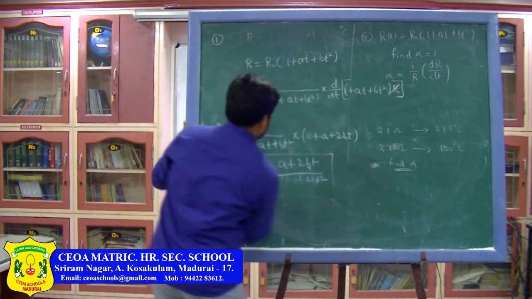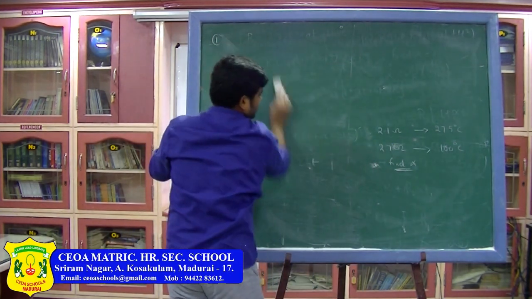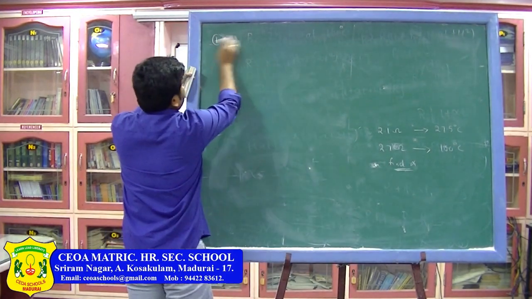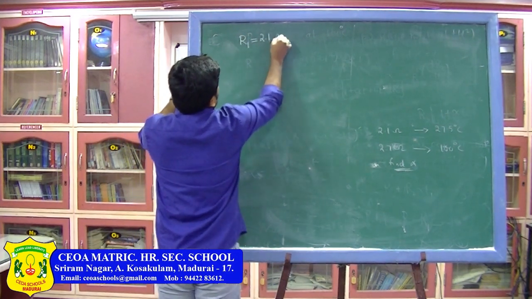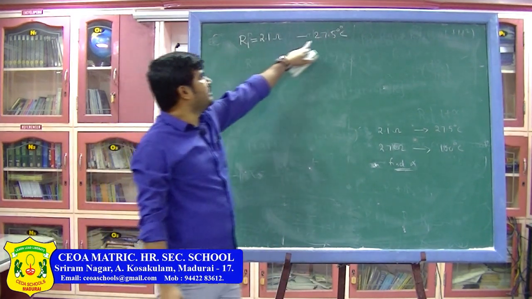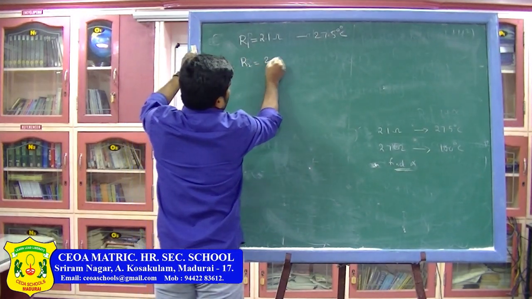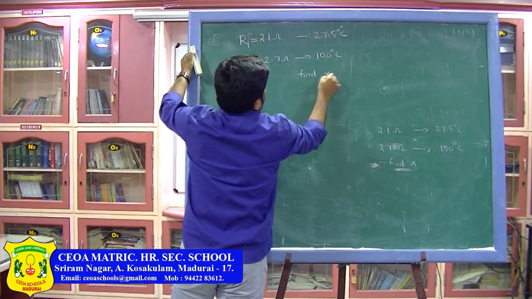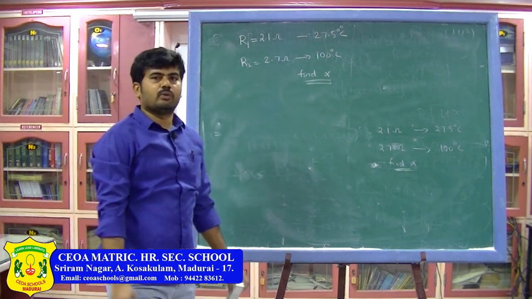This is the question. The resistance of a material, let us say R1 is equals to 2.1 ohm at 27.5 degree Celsius. So, first resistor and temperature is given. Next for the same material, resistance is 2.7 ohm at 100 degree Celsius. Then find alpha value. So, this is the question.